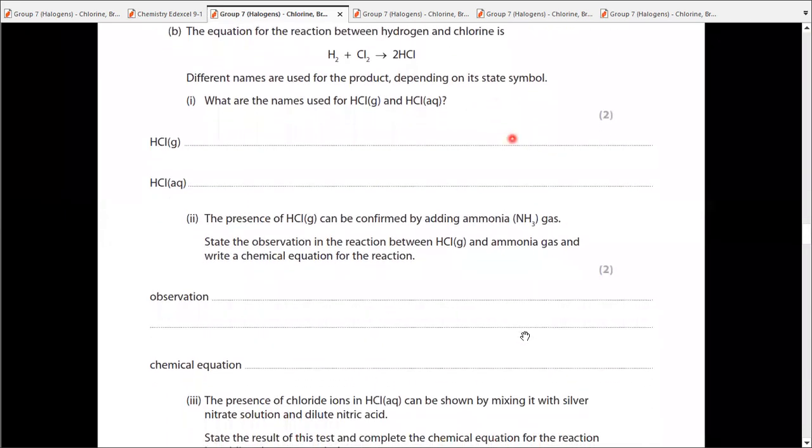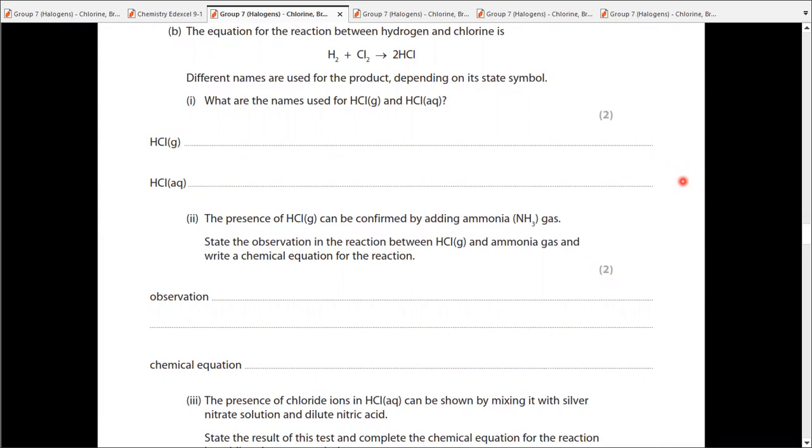Part B. The equation of hydrogen and chlorine. What different names are used for the product depending on its state symbol? Tricky question. Not exactly from this chapter, but very much related, so we are not going to skip it.